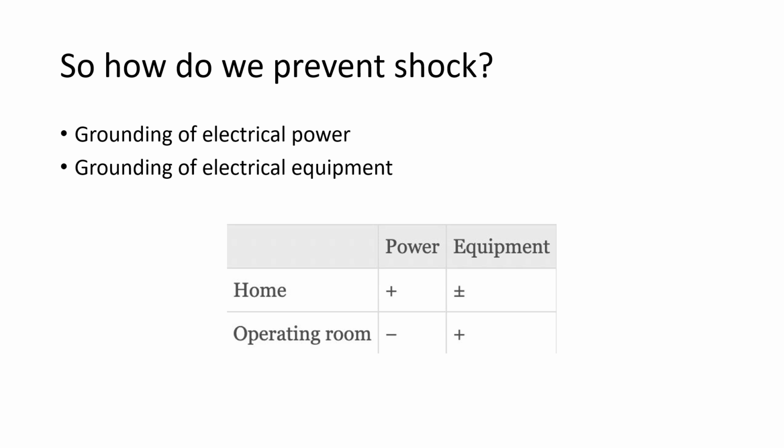So how do we prevent electrical shock? Grounding. There are two different types of grounding. One is the grounding of electrical power, and the other is grounding of electrical equipment. There is a difference between grounding in a home versus in an operating room. In the home, our power is grounded, and equipment may or may not be grounded. Conversely, in the operating room, the power is ungrounded, but the equipment is grounded.